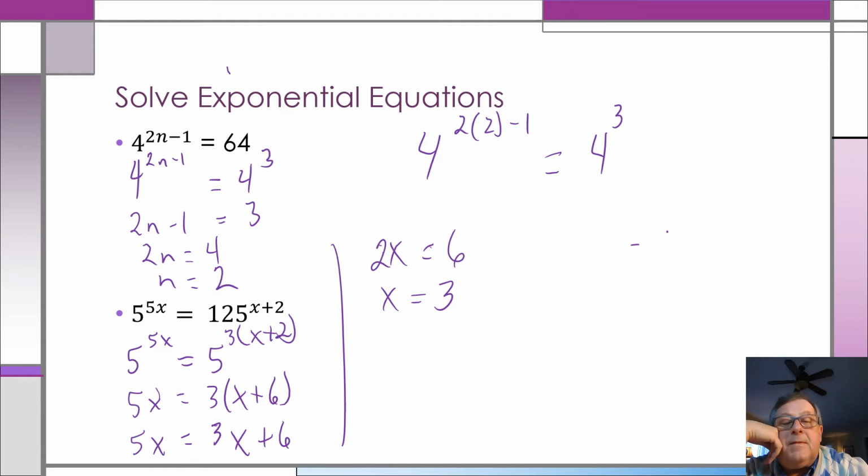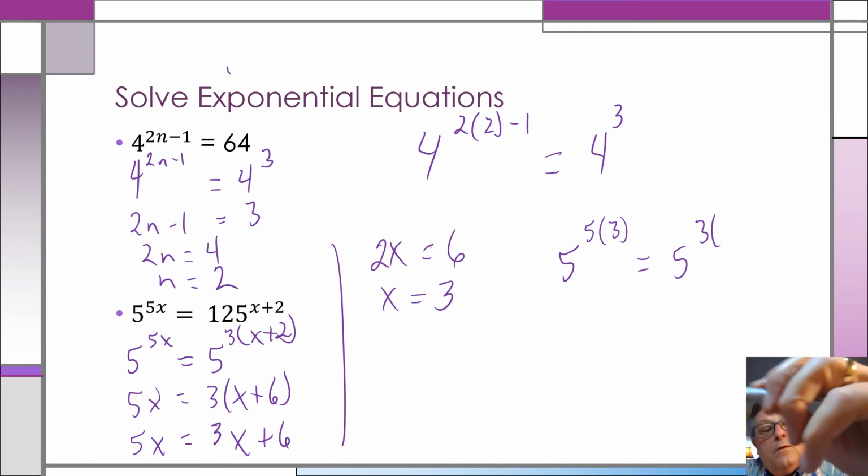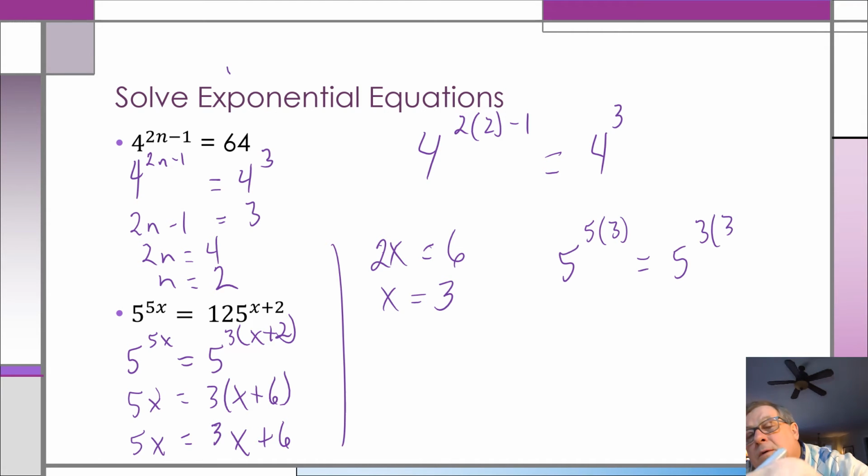Okay, let's see. If we come back in here and substitute this, taking our 125 down to a base 5. So I got 5 raised to the power of 5 times 3. That's going to be 5 to the 15th. And then we got 5 times 3 times 3 plus 2. And shazam, both of those would be 5 to the 15th, 5 to the 15th.